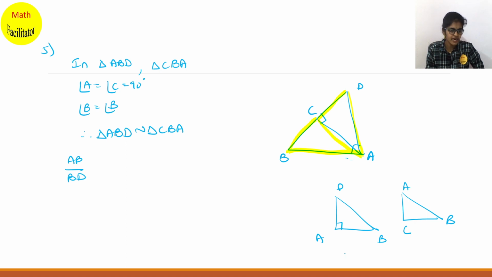So AB by BD. See here. In triangle ABC, this is BD, isn't it? So AB by BD is equal to, I can take this as BC by AB. Okay. See here. AB by BD. I'll just mark the points once again, it will be easy for you.